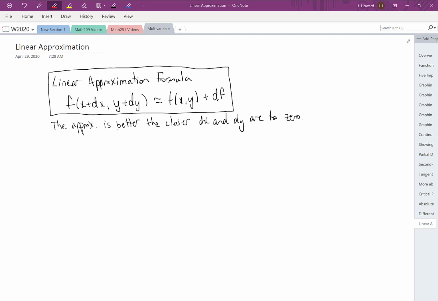This approximation is better the closer dx and dy are to 0. And just to give you a little insight into where this formula comes from, if we move the f of xy over to the left side, then we'd have f of x plus dx, y plus dy minus f of xy is approximately equal to df. That makes sense because this whole left side is just the delta f that we were talking about in the previous video. It's the change in f values between two nearby points. So really, linear approximation is just a rephrasing of that geometric idea from differentials, and then rearranging.